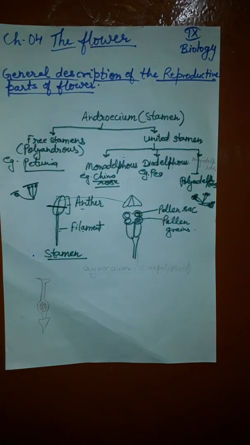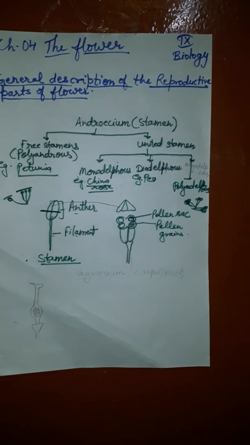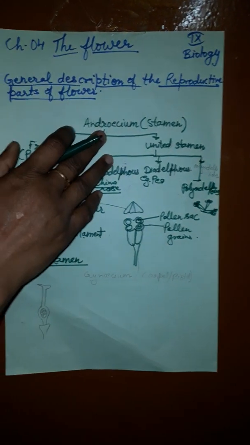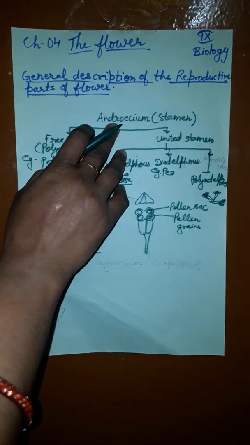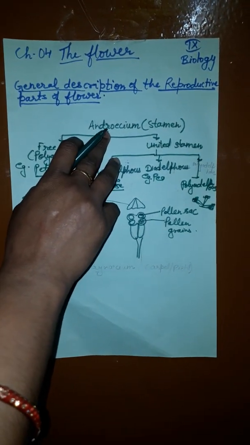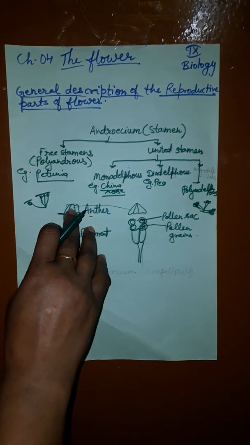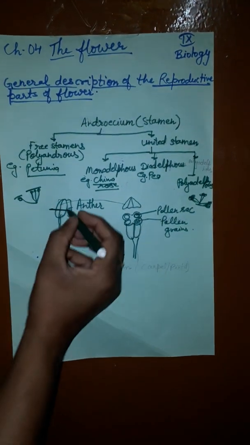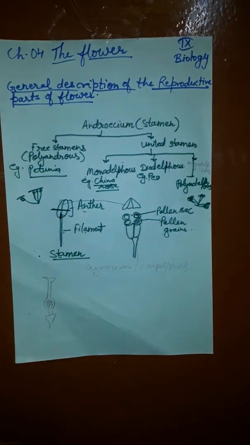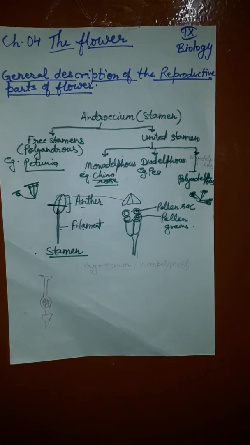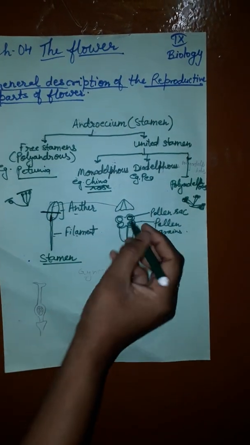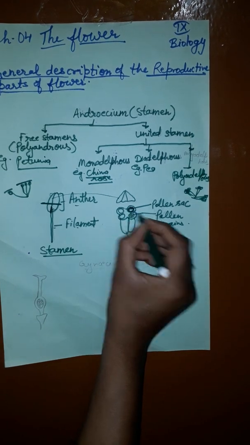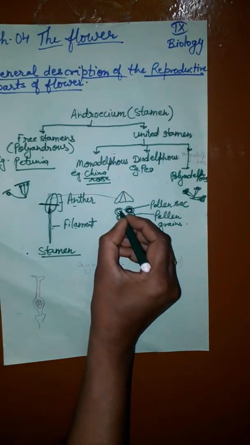Okay. Now next, what is a stamen? Androecium is made up of stamens. It is a male reproductive organ. Each stamen is made up of a filament, an anther, and one connective. This one is the connective, where the filament joins the anther. Anther contains pollen sacs, which further contain pollen grains.